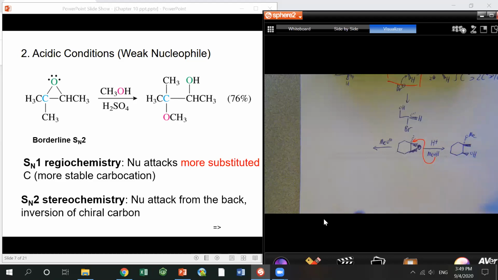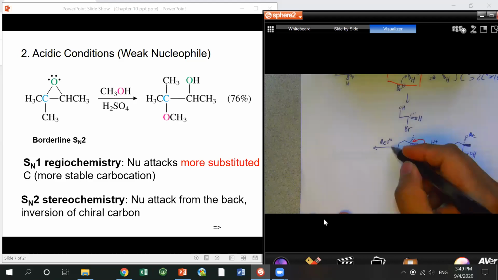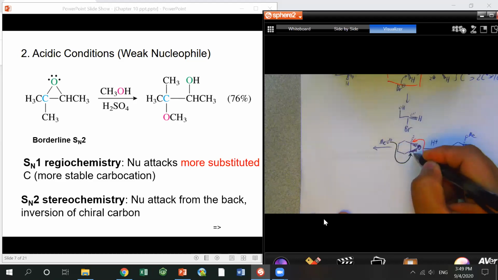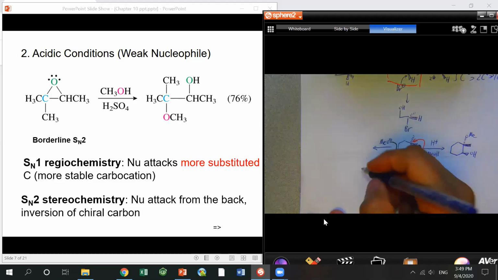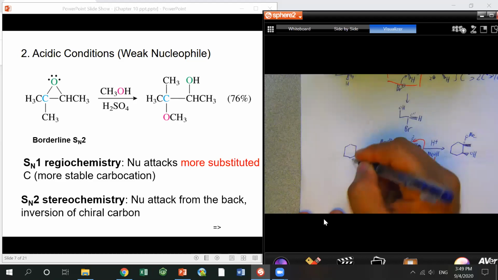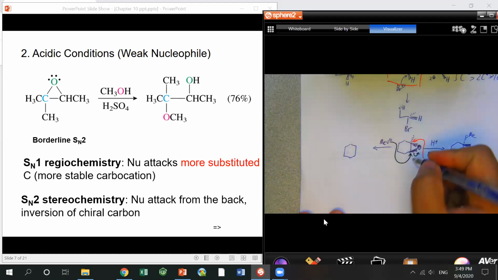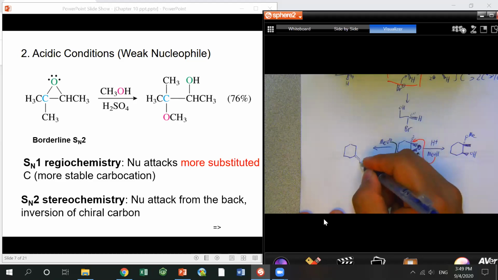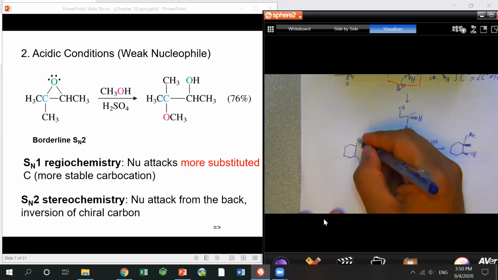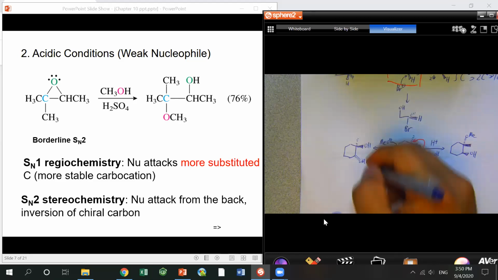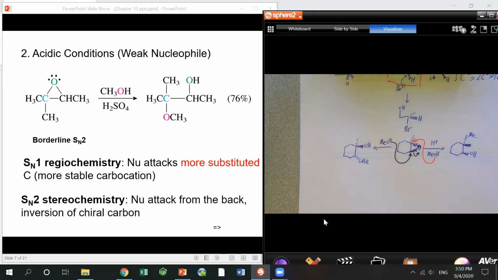But under basic conditions, and I'll use a different color, the nucleophile attacks the less substituted carbon and opens the ring like this. Again, back attack, so the OMe is a dash bond, and if you open this way, the other carbon has nothing to change, and the OH. So you see a difference.